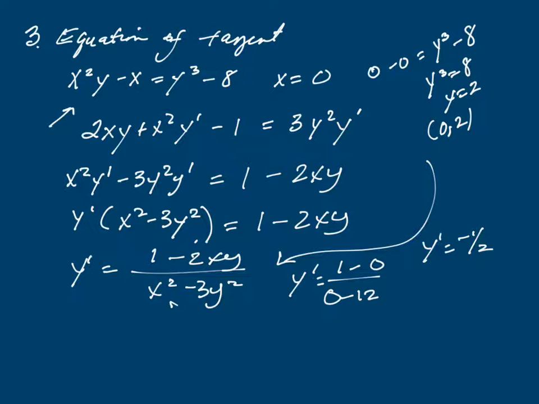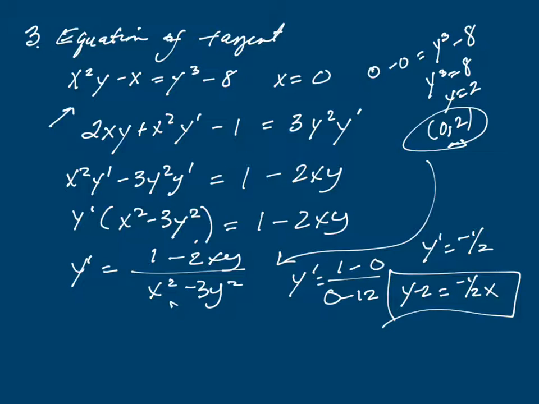Now it wants the equation. So here's the point. So we would say y minus 2 equals negative 1/12 x. So that's the right answer for number 3. Let's move on to number 4.